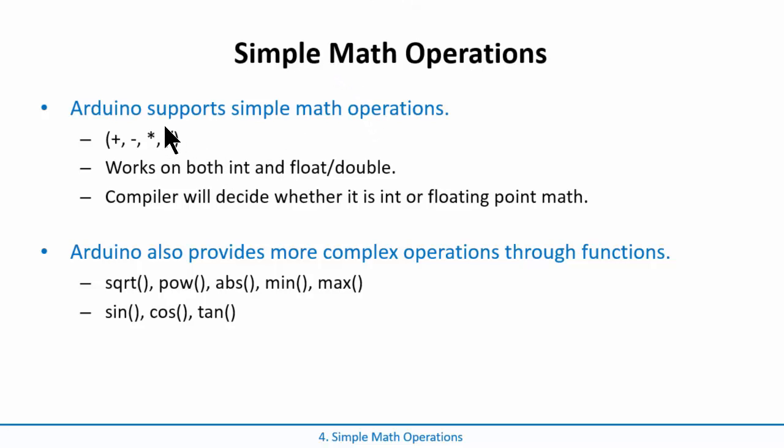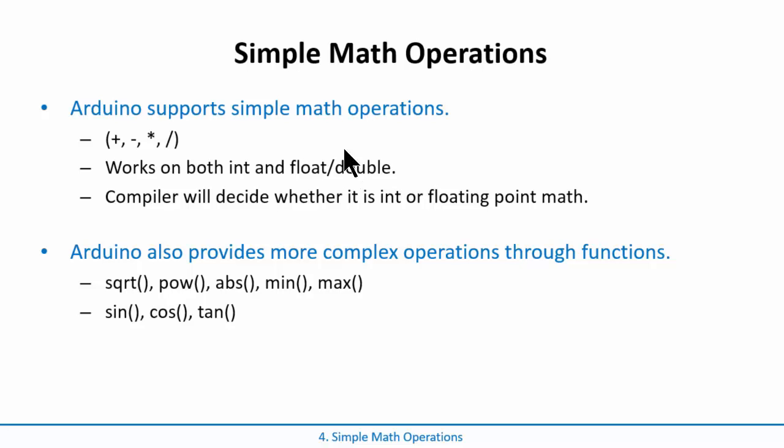Arduino supports simple math operations: addition, subtraction, multiplication, and division, and it works on both int and float/double. What that means is you can do a plus b, and if both a and b are integers, it will use the integer addition circuitry within the microprocessor. If they are both floats, it will use the floating point circuit inside of the microprocessor. What's really neat is that from a programmer's perspective, you don't even need to know what's going on in the processor.